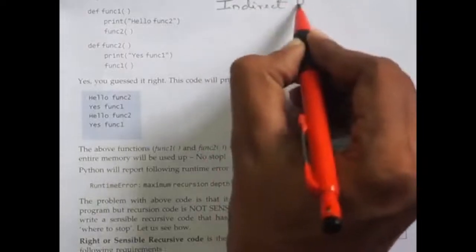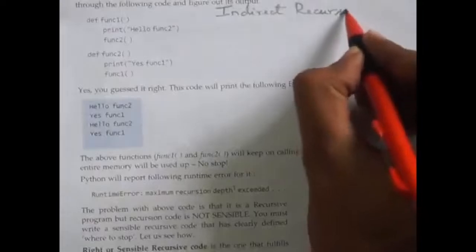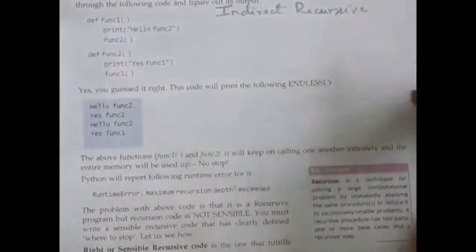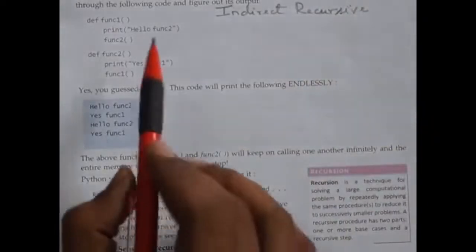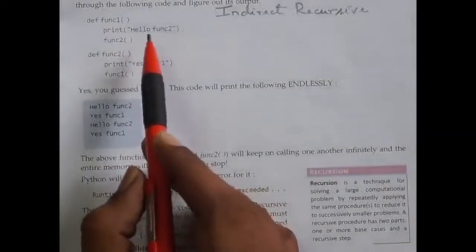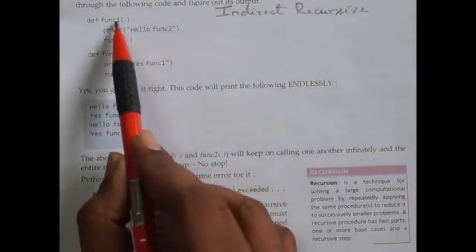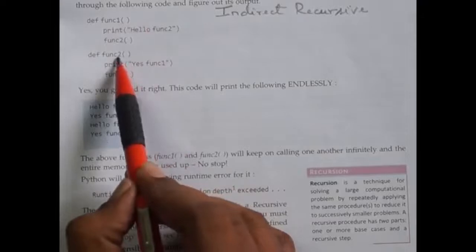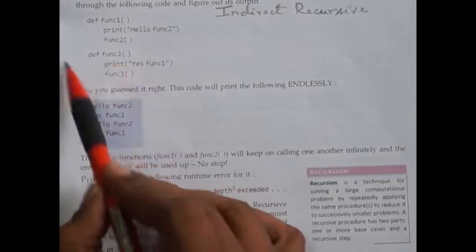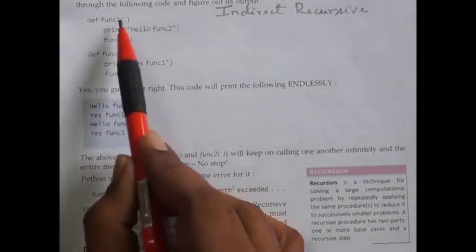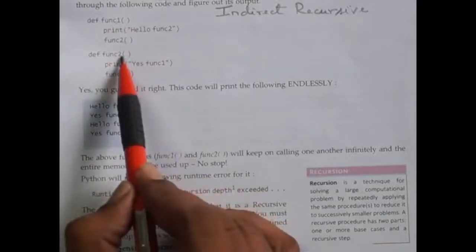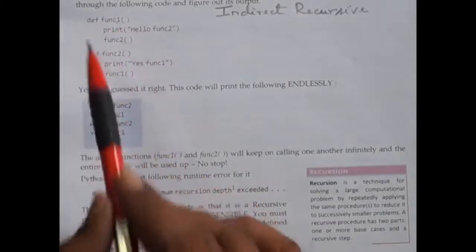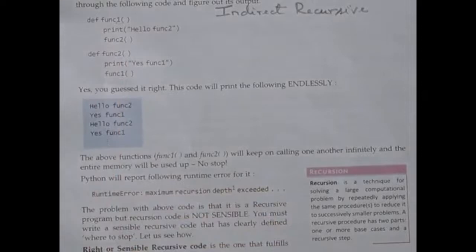Indirect recursive function. Clear? So listen here. Very simple. This function 1 will call function 2, and this function 2 will call function 1. Again this function 1 will call function 2, and function 2 will call function 1. This is what I am going to explain.